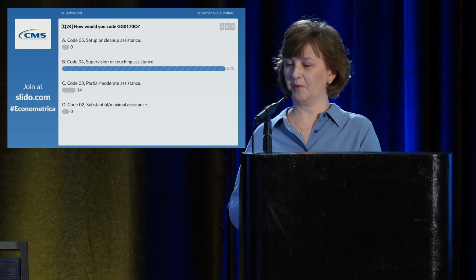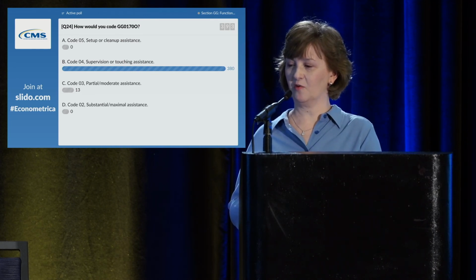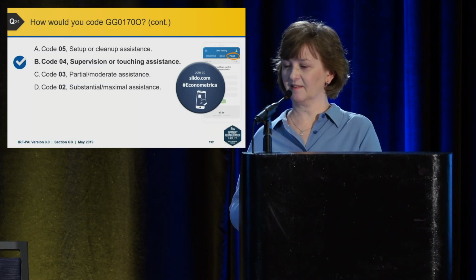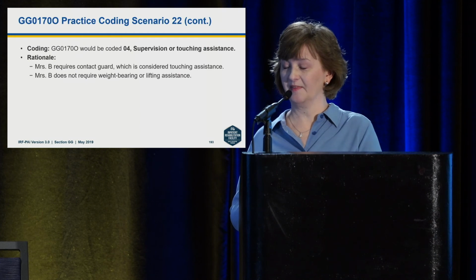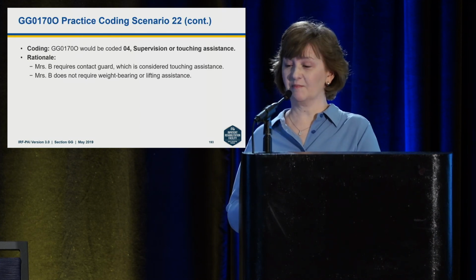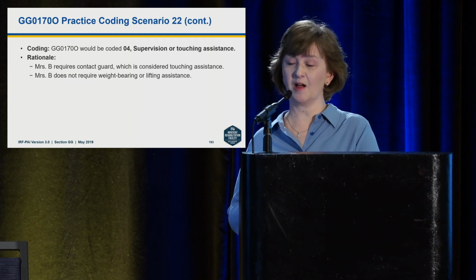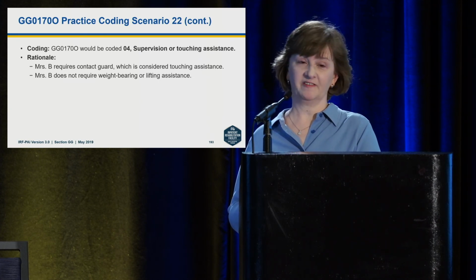Okay, it looks like most people have coded 4, and most people have their responses in. So let's see what the correct response is. And you are indeed correct, level 4. The rationale in this case, Ms. B requires contact guard, which is considered touching assistance. Ms. B does not require weight bearing or lifting assistance.